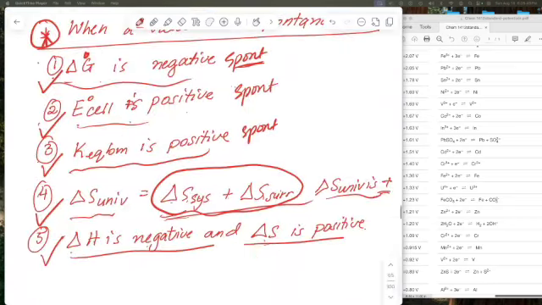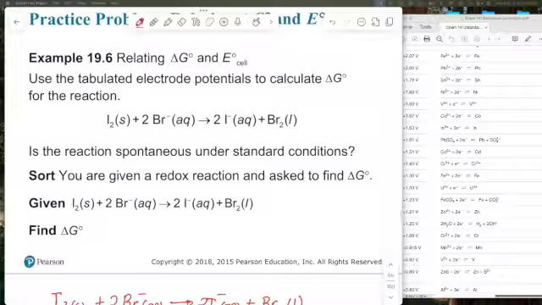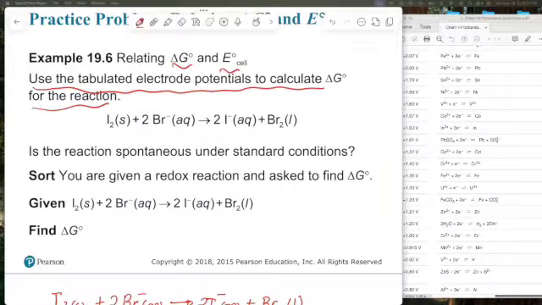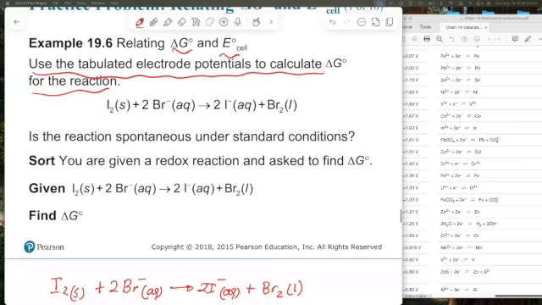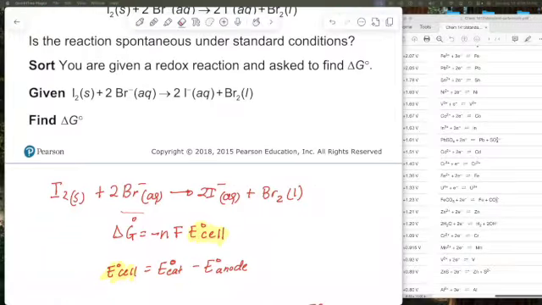Okay, let's go ahead and continue where we left off. Okay, so here we're trying to relate delta G to E of the cell. It says use tabulated electrode potential to calculate the delta G for the reaction. So here we have this. So what is E of the cell? Or how do we figure this out? I guess I already copied this here, and I wrote here that delta G is equal to negative NFE of the cell. We know E of the cell is cathode minus anode, right? So let's identify what's the cathode, what's the anode in this reaction.